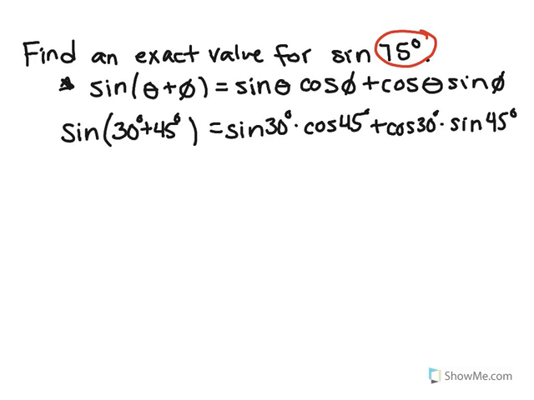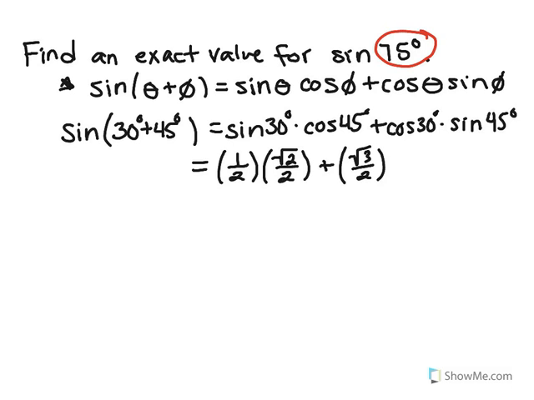So here's how we're going to simplify this. We're going to only use our exact values because in the instructions it wants an exact value. So stay with that the whole way through. That way when you get to your answer, you'll be good to go. So sine of 30 degrees is 1/2. The cosine of 45 degrees is the square root of 2 over 2, plus the cosine of 30 is the square root of 3 over 2, and sine of 45 is also the square root of 2 over 2.